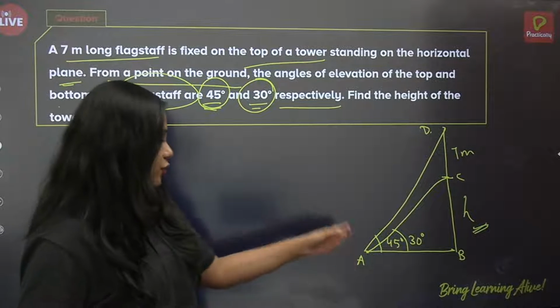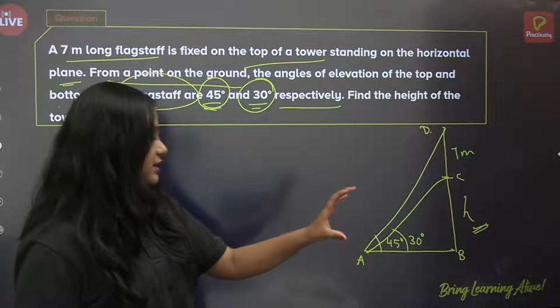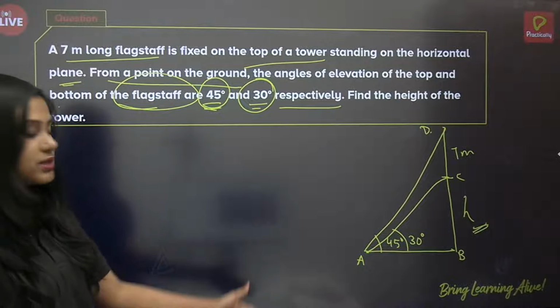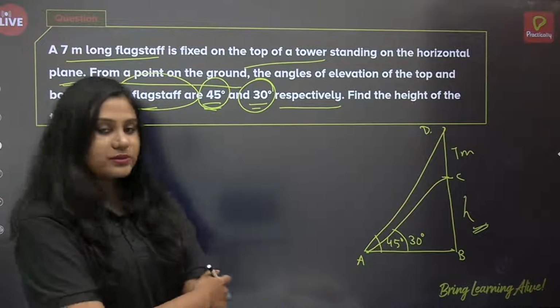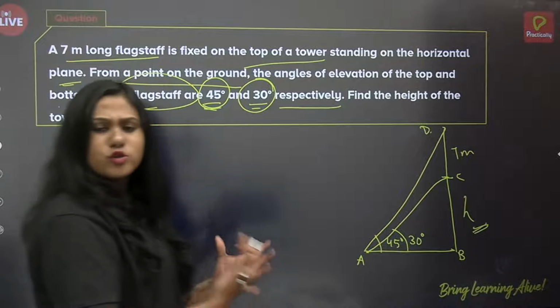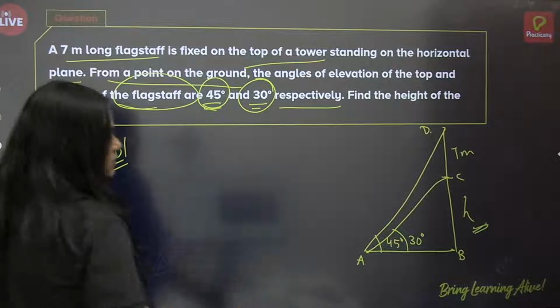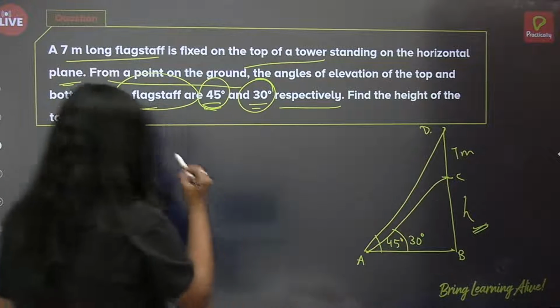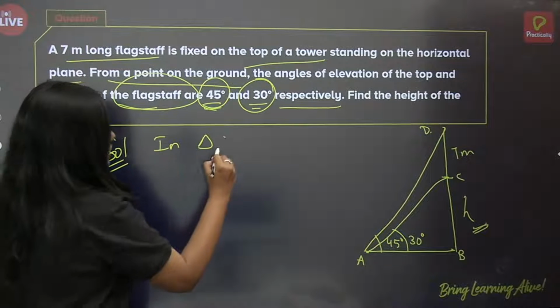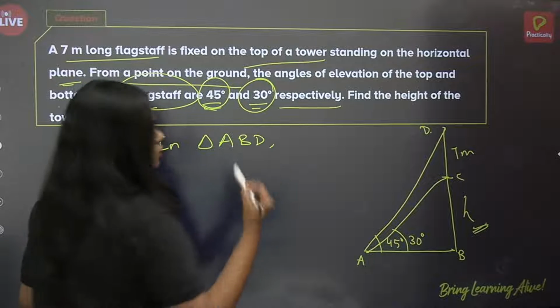Everything is there. There's 45 degrees, there's 30 degrees, literally everything is there, so you can easily do it. Okay, let me also start doing it. I know it takes time, correct? So, first let me take the triangle ABD. So, in triangle ABD, what do we know?